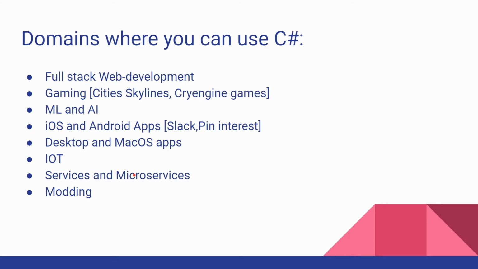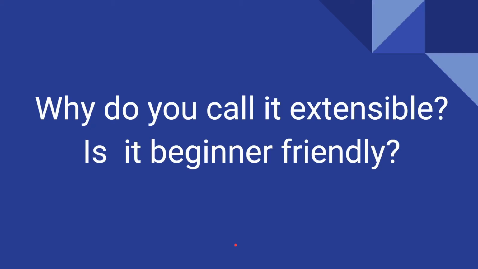Modding basically is modifying the game or making external scripts to modify the game to introduce some different behaviors, such as making everyone zombies or introducing Iron Man into GTA. It is possible by using C Sharp only. So why do I call it extensible, and is it beginner friendly?